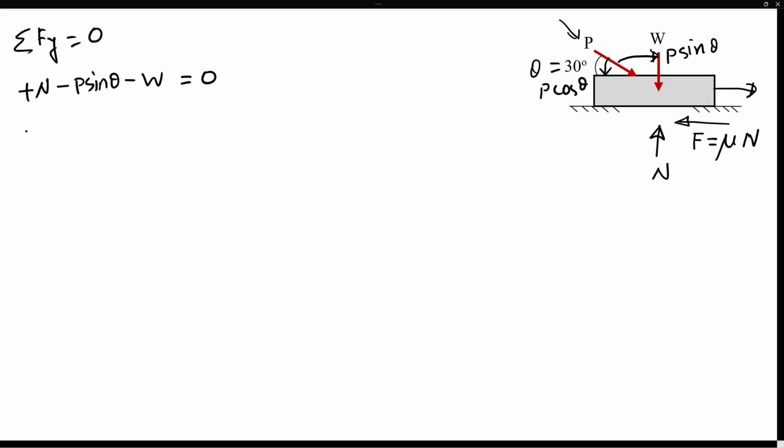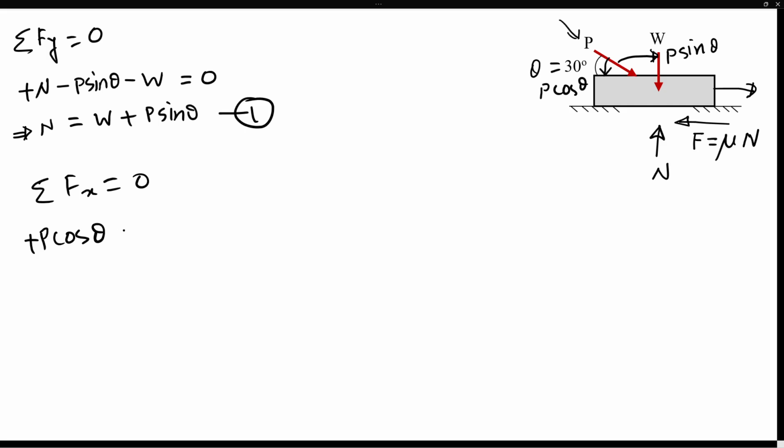So then we can write N is equal to W plus P sine theta. This is our equation number 1. If we write summation of Fx is equal to 0, then we have P cosine theta to the right direction, and then minus F. Those are the two forces we have in the X direction, everything summed to 0. So then P cosine theta minus F, which is mu N, the normal force. So then P cosine theta minus mu N.